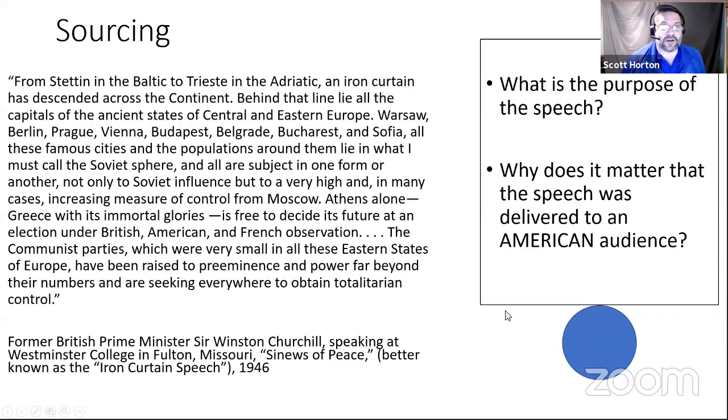So I ask you the same two questions again. What's the purpose of the speech? I'm sorry, not the same two questions. What's the purpose? And then think about, he's delivering this speech to an American audience. Does it matter? Would he change what he says here based on who he's talking to? So we'll start the timer.